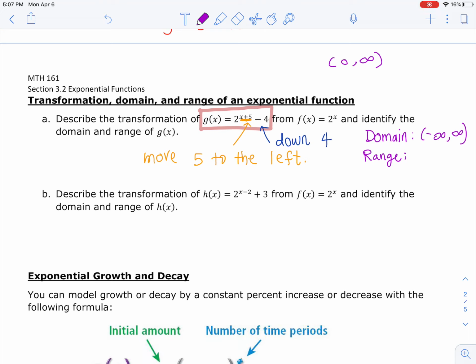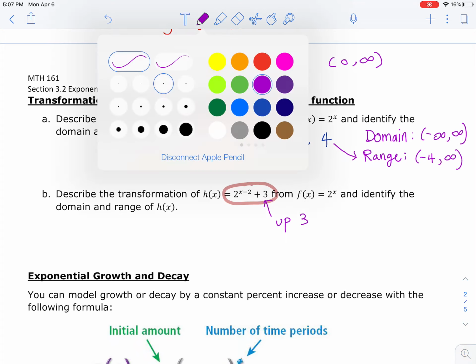Now the range though, range is going to be different. Remember, range is usually from 0 to positive infinity if you didn't move it up or down at all. But notice we moved it down 4 units, right? Therefore, the range will actually be from negative 4 to positive infinity. And you can check this by graphing it on a graphing calculator if you want to. But when you are finding the range, you just have to look at the vertical translation.